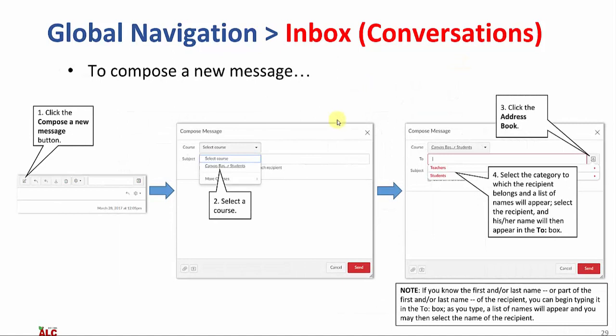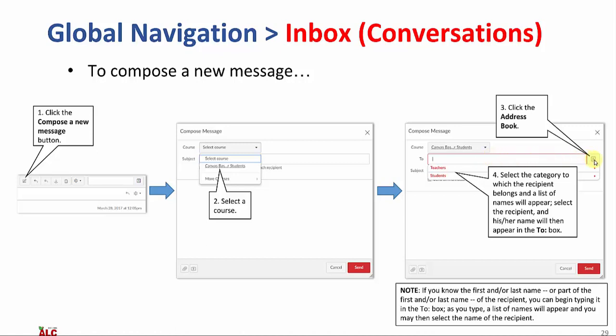To compose a new message, click the Compose a New Message button, and then you must select a course for the person you're sending the message to. So click in the course box to open the menu for your courses and select the course. And then you need to select a recipient, someone who is getting this message. So you have a couple of options here.